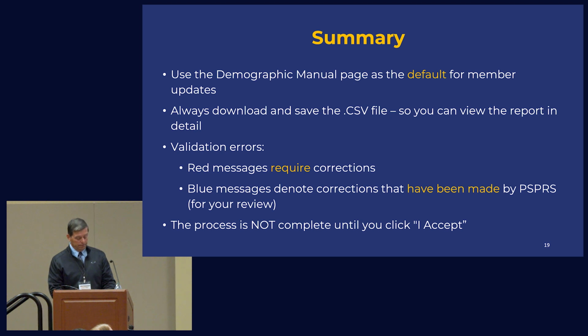statuses is very important. Always download and save your CSV files so that you can review the report in detail. And then the validation errors: red error messages require some type of action on your part to correct. The blue messages denote corrections that we have made in the system that allow you to make them at a later date. And the process is not complete until you click I accept. So up until that point, you can still make any changes that you need.